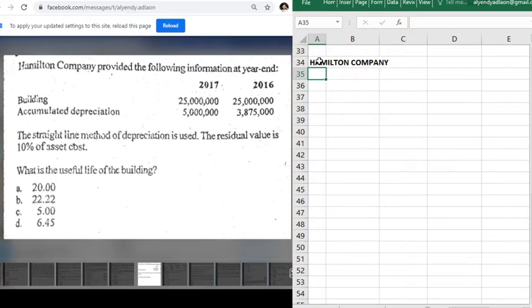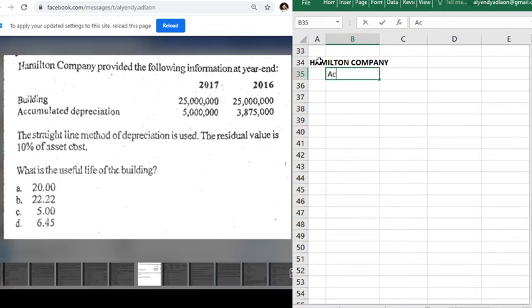So, for this problem, we're just to work back. Since the accumulated depreciation was already given, then we have to compute for the depreciation expense during the year. Using the depreciation expense, and then using the cost and the residual value, we can already get the useful life of the asset.